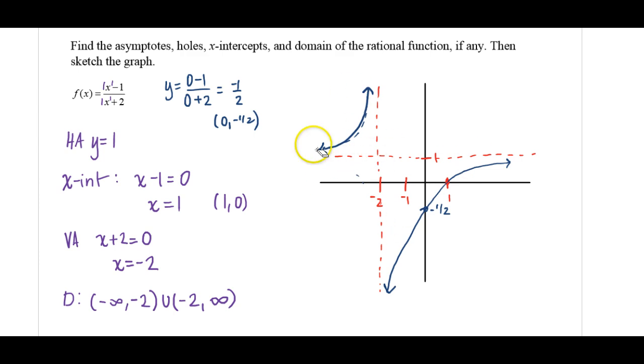So this is the sketch of my graph, and you'll notice it corresponds to the domain. I have a corresponding y value for everything except -2. And my vertical asymptote is the only problem.